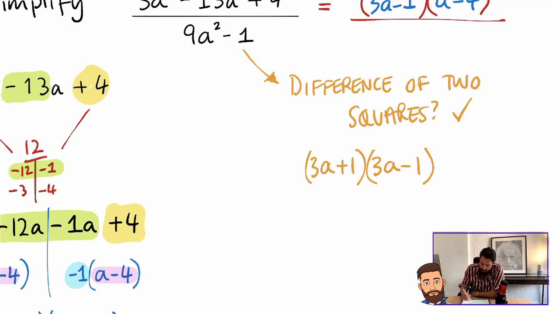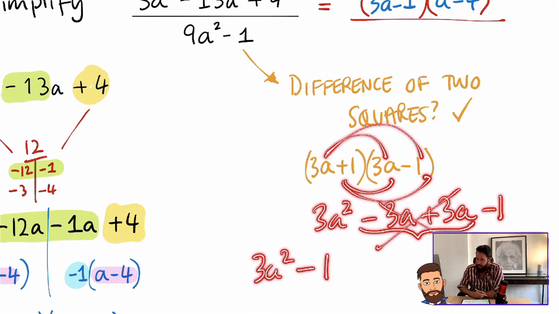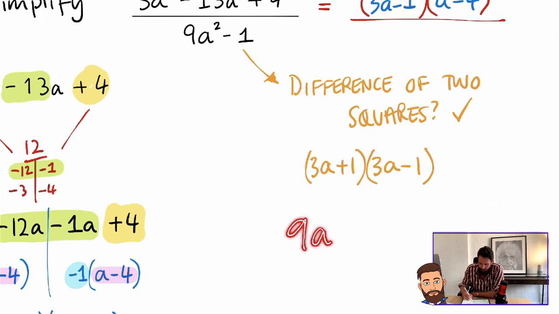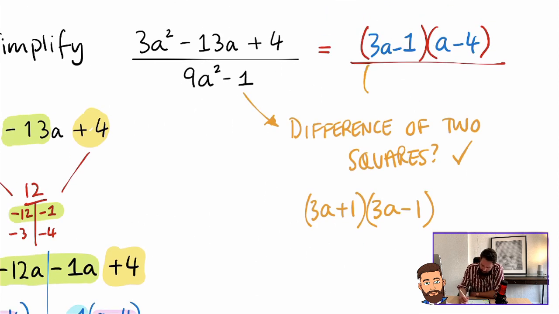If I expand this out, I'm going to get 3a times 3a, minus 3a plus 3a, and 1 times minus 1 is minus 1. What happens to these a's here? They cancel. So what am I actually left with? 9a squared minus 1. I've lost my head today. Because obviously 3 times 3 is 9. So on the bottom, we can put in our difference of 2 squares. It's 3a plus 1 and 3a minus 1.